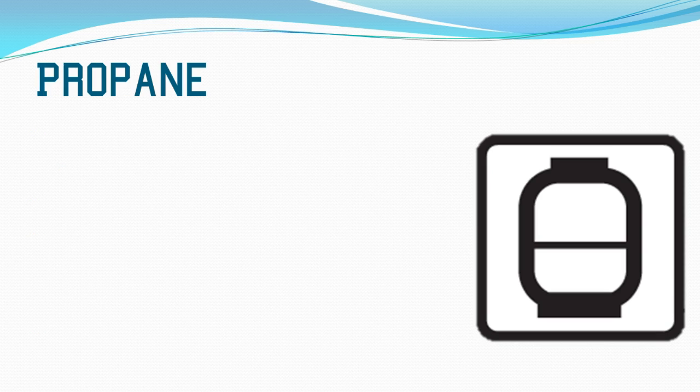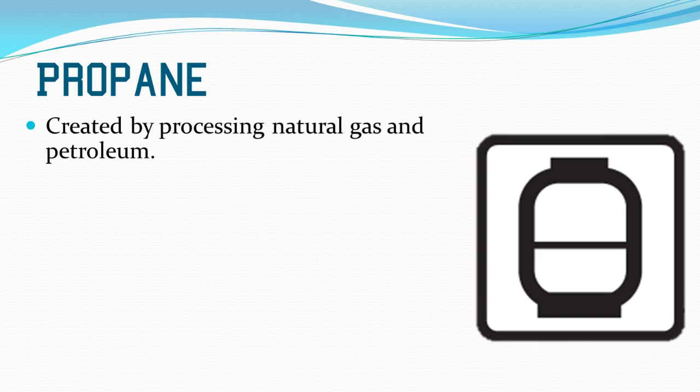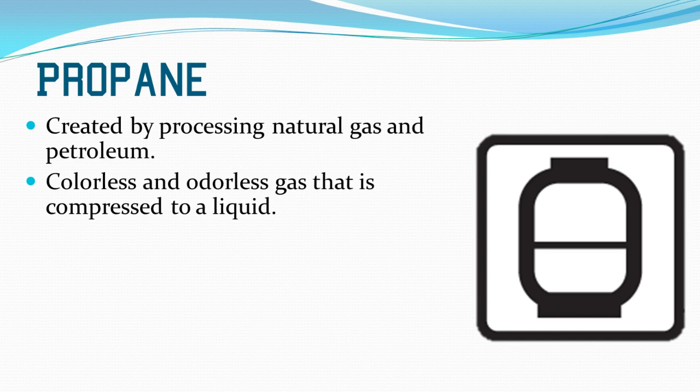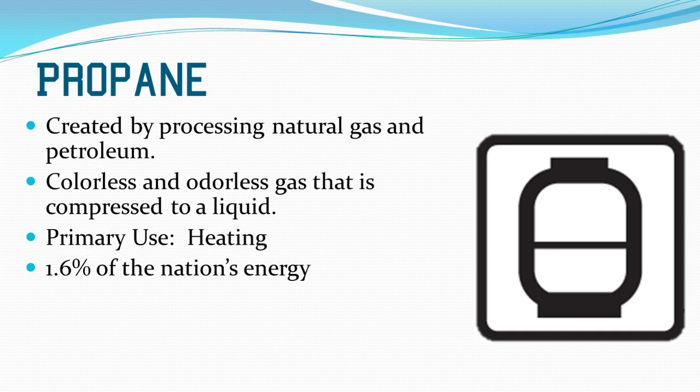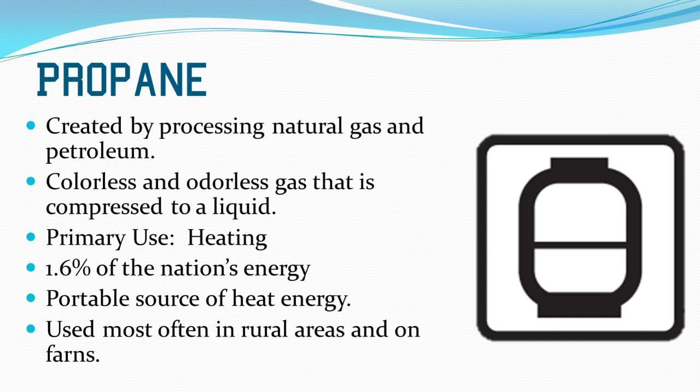Propane is another fossil fuel often used in America. It's created by processing natural gas and petroleum. It's a colorless and odorless gas that is compressed down to a liquid, so it's easier to transport in smaller tanks. The primary use of propane is heating. It only accounts for 1.6% of the nation's energy. It's portable and it's great for creating heat. We often see propane tanks on grills. Used most often in rural areas and on farms. This is because it's portable and it's great for providing natural gas where natural gas lines are not currently installed.